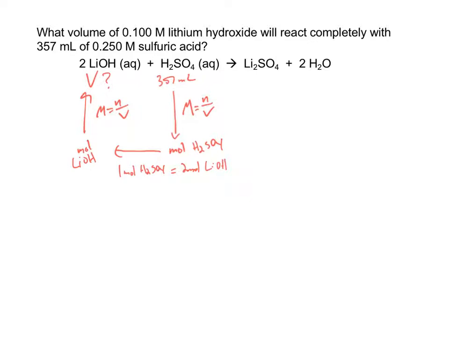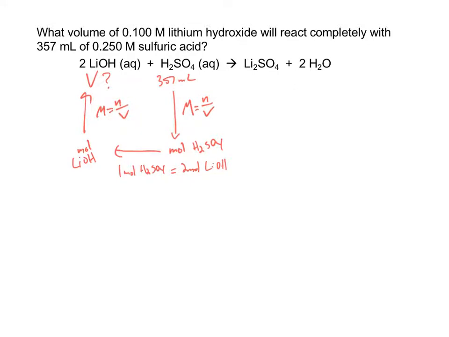Now, you could set this up like conversion factors, like we did with the masses. I don't generally prefer to do that. I don't usually use the molarity equation like a conversion factor, although you certainly could use the molarity as a conversion factor. I'm just going to do it slightly differently. So I'm going to just kind of treat this as 3 separate problems. I'm going to go from 357 milliliters of sulfuric acid to moles using the molarity equation. Then I'll use my stoichiometric coefficients to get the moles of lithium hydroxide, and then I'll do another molarity problem.